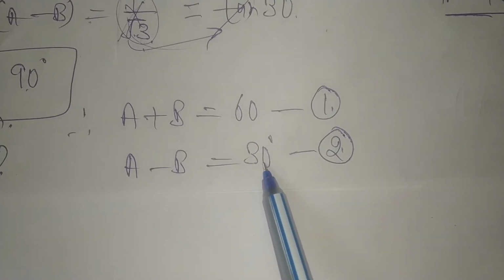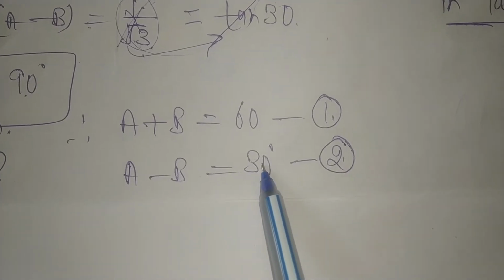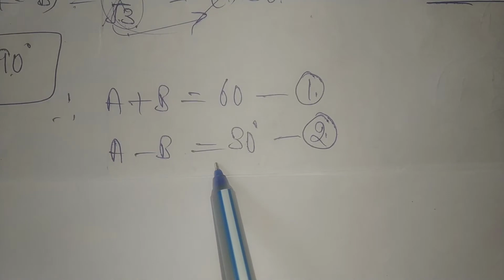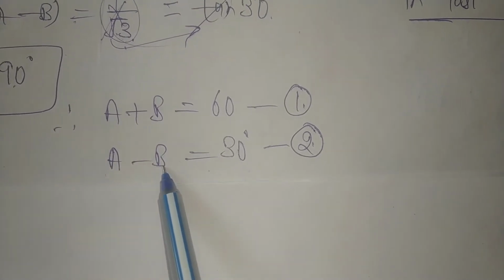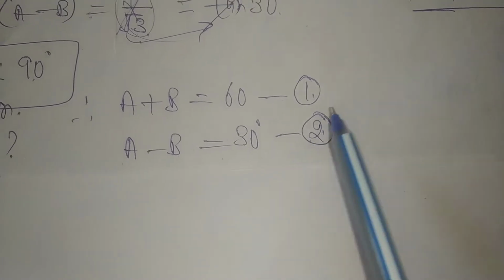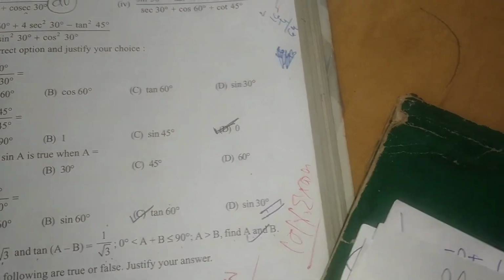So we will use the linear equations chapter and find the values of A and B from these terms, and A will be 45 degrees, B will be 15 degrees. So this is our answer. Got it? Now exercise 8.2 is over, and now come to exercise 8.3.